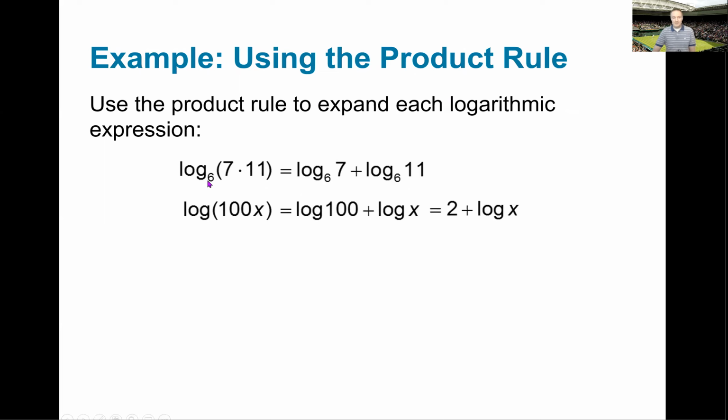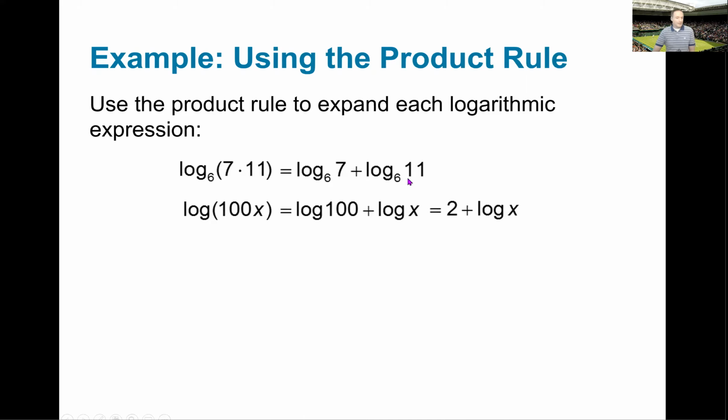If I have the log base 6 of 7 times 11, all I have to do is say that's the log base 6 of 7 plus the log base 6 of 11. If I was trying to think about what this represents, since 7 times 11 is 77, it's asking me, what power would I need to raise 6 to in order to get 77? So when I'm thinking of that in my head, I know 6 squared is 36, 6 cubed is 216. So it's some number in between 2 and 3. I don't know what it is. I would depend upon a calculator to tell me that.